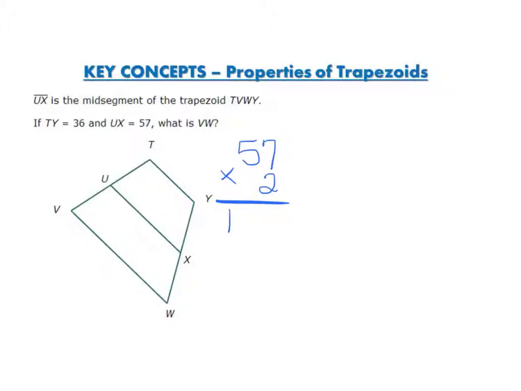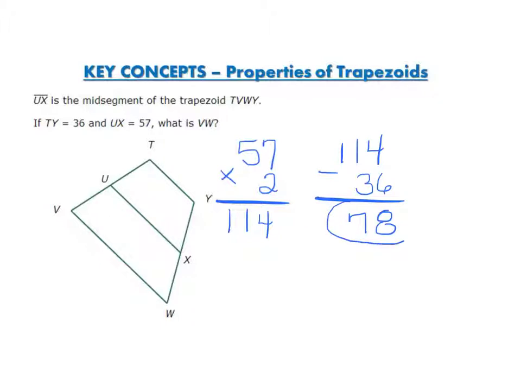That's 114. Once you have doubled it, you're going to subtract whatever base they give you. It doesn't matter whether they give you the short base or the long base, you are going to subtract that base. So I'm going to subtract 36 from 114, and I get 78. So the length of the longer base is 78.